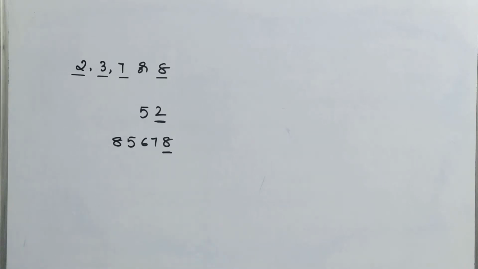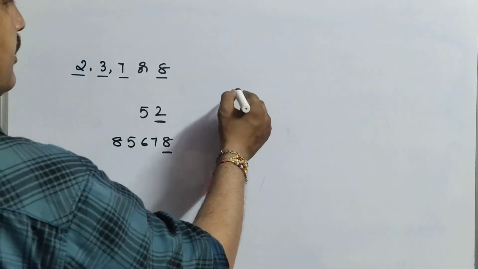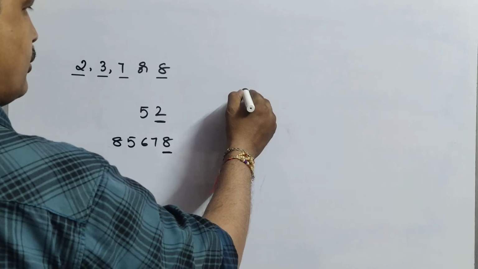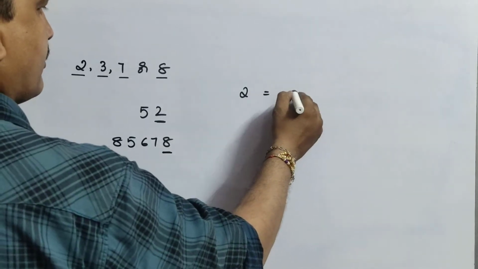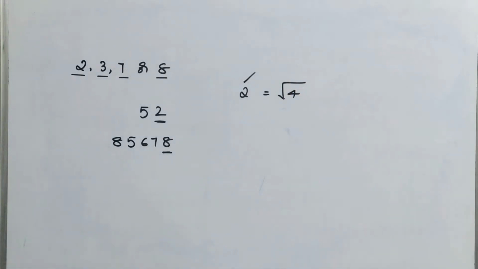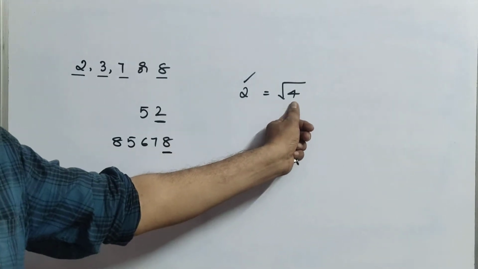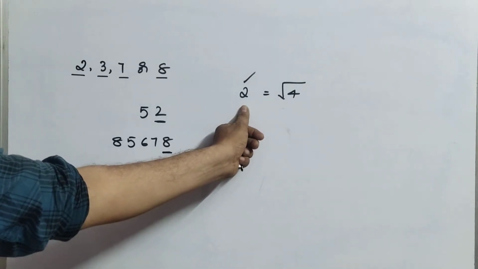Okay children? And coming to the next important point, the square root of an even number. Suppose 2 is there. If you square 2, that means 4. So the square root of 4 is nothing but 2. When you find the square root of an even number, you always get an even number.